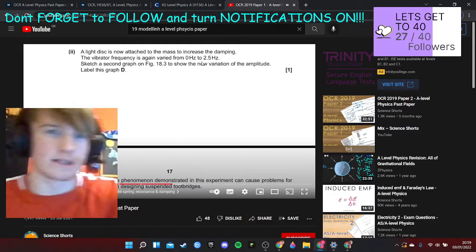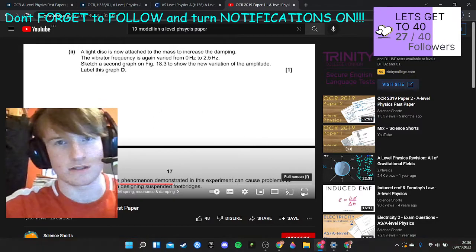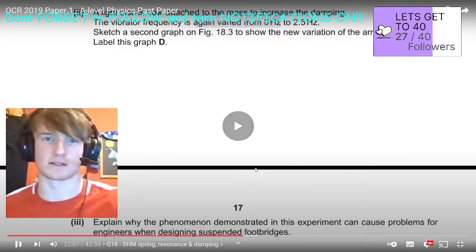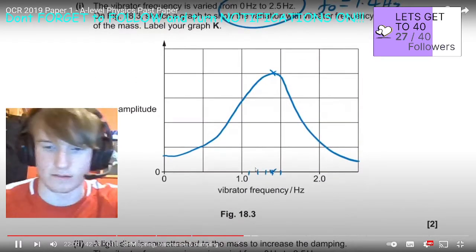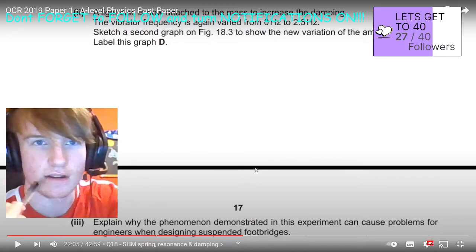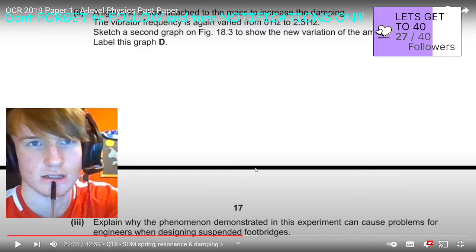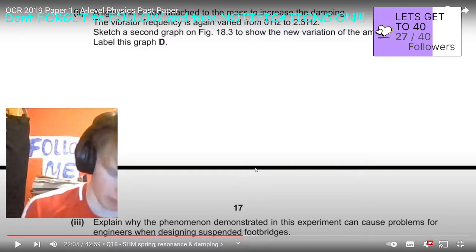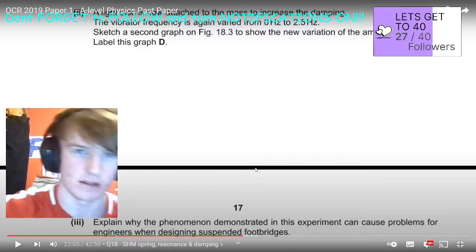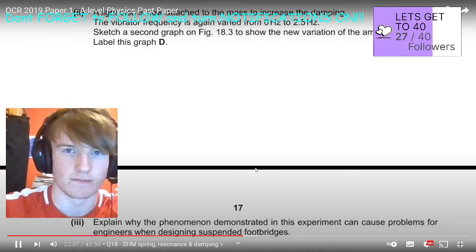Now a new variation of the amplitude. A light disc is now attached. You probably can't see a bit of the question, but well, too bad. Label this graph D. Sketch a second graph. So a second light disc is now attached to the mass. So that would mean the thing would be less. And I did this graph beforehand. Cross at the same point. D, to show the new variation of the amplitude.